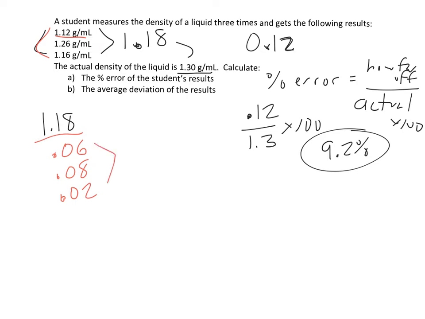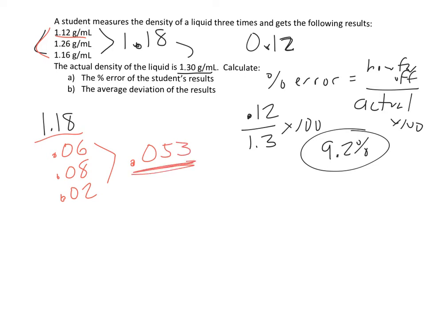Then I average these numbers, so 0.06 plus 0.08 plus 0.02, and I divide, and I get the average of that. My average deviation is 0.053. I'll probably just keep that 3 there. So this is my average deviation.